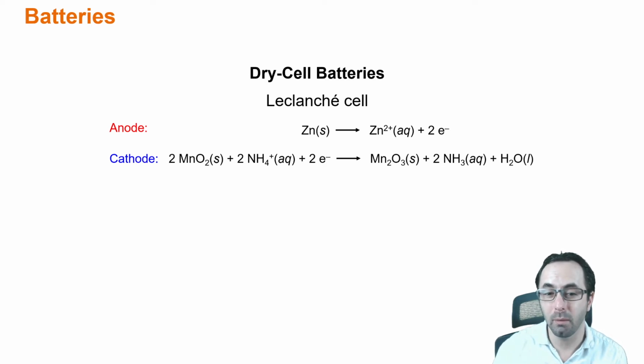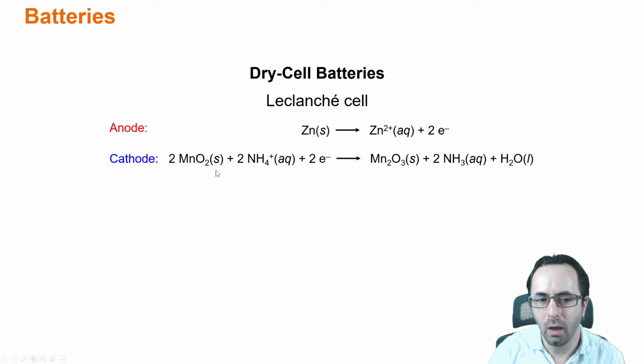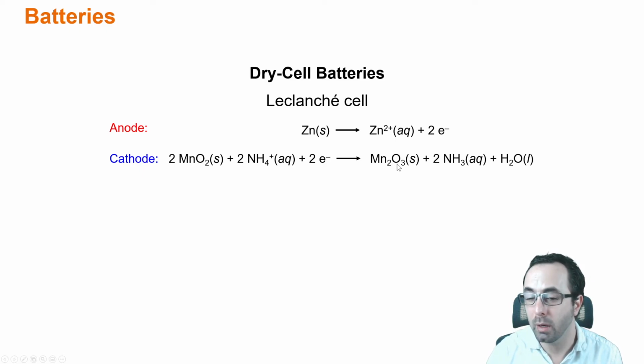It's basically a very low performance battery that can't store a lot of charge, but it's cheap, and people don't often use them unless they're really cheaping out. But the cathode is manganese 4 oxide in aqueous ammonia, which is really in the form of a paste. So the 2 electrons are gained here, and it produces manganese 3 oxide and ammonia and water.